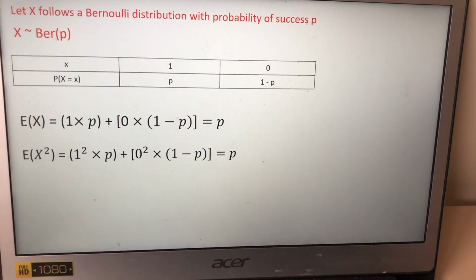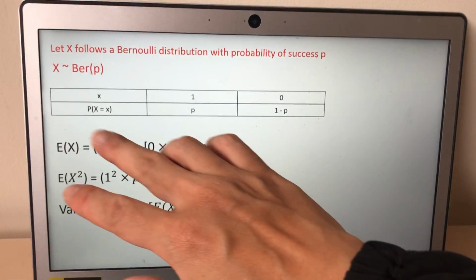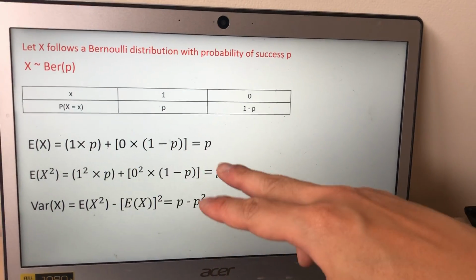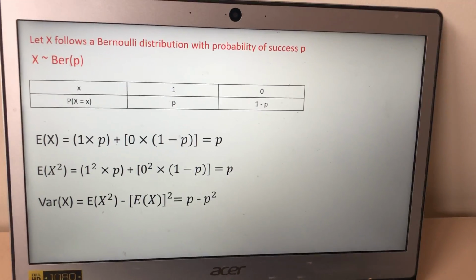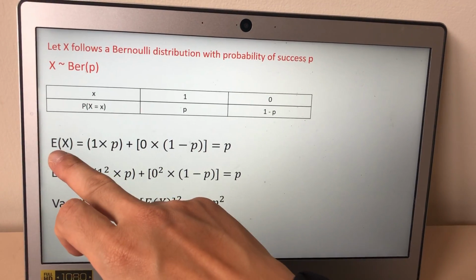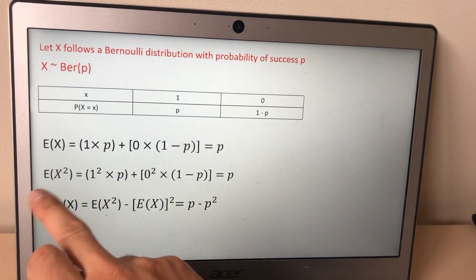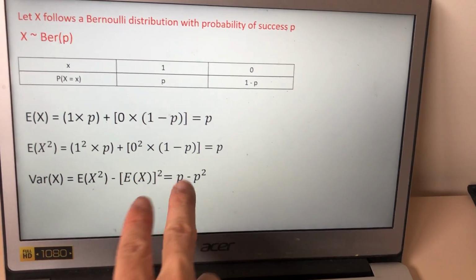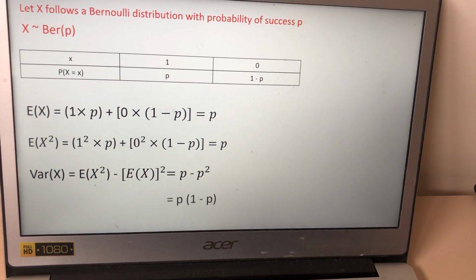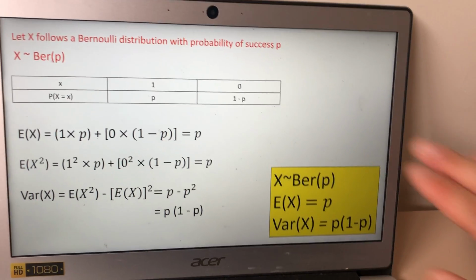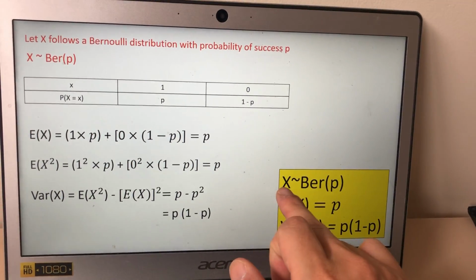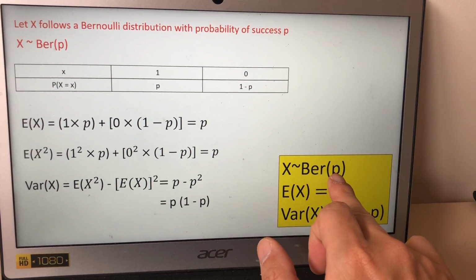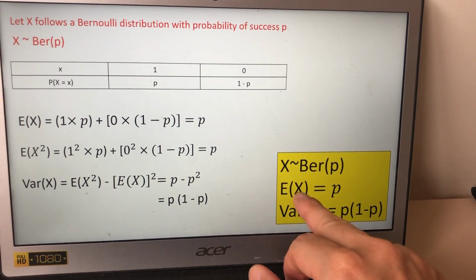This is the reason I don't want to use PowerPoint, because everything shows up instantly, too fast for you to digest. So the expected value of x is p, the expected value of x squared is also p, and the variance according to the formula is p times 1 minus p. So this is the result: for all x that follow a Bernoulli distribution, we have these two results.